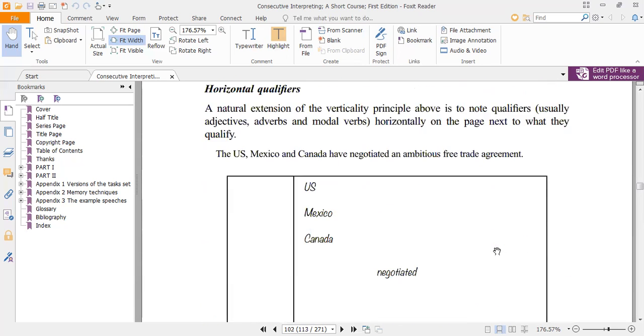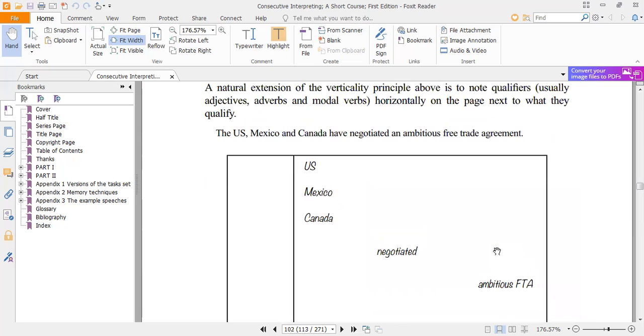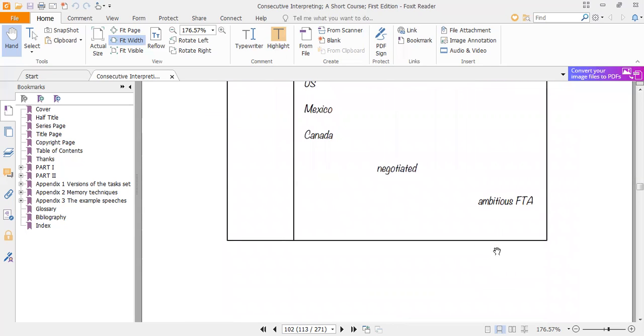So generally, the adjectives, the adverbs, and the modal verbs are written beside their components, or beside the term they are associated with. Ambitious is an adjective that describes the free trade agreement, so it is associated with the object. Thus, it is written beside the object. The modal verb is associated with the verb negotiated, so it is written beside negotiated in the middle.